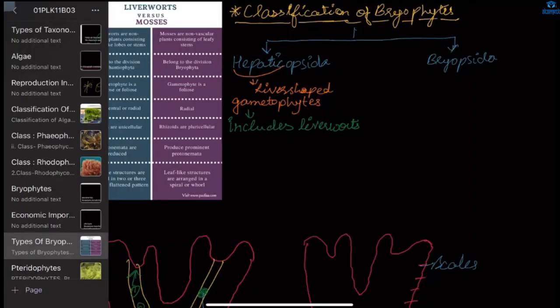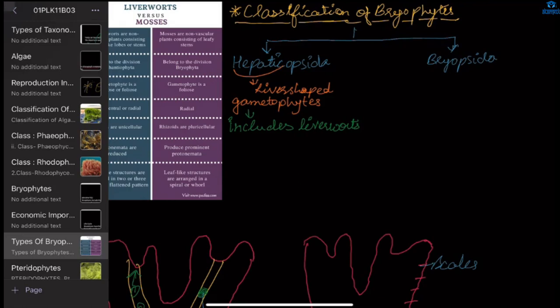Bryophyta, which means that bryophytes are found in moist and damp places. Then we have seen the reproduction, how male and female gametes are formed, and how they fuse together and form the zygote. We have all studied that in yesterday's class. Now we will see today what is the classification of bryophytes.